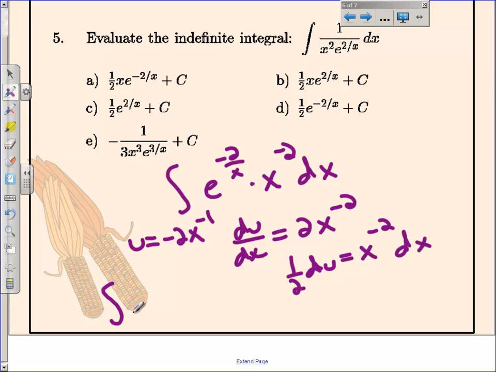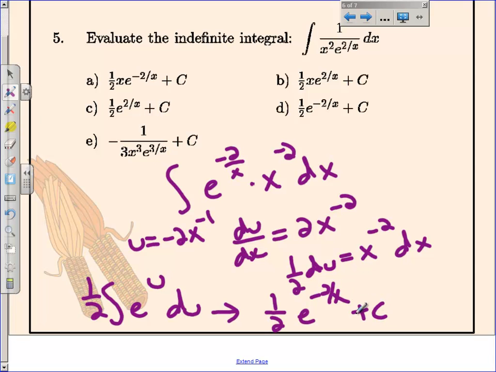This will be the integral of e to the u times 1/2 du. So this is 1/2 e to the, my u is negative 2x to the negative 1. I'll just call that negative 2 over x plus c. So let's see if we can find that in here. It looks like that one is D. That wasn't too easy, but still with u-substitution I was able to make that happen.